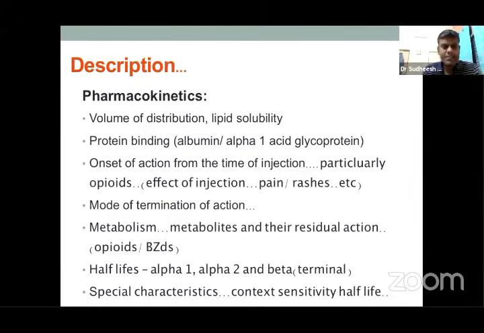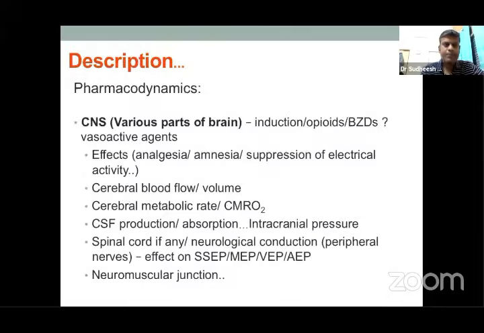And then there are special characteristics with respect to particular drugs, such as propofol or remifentanil, where we have the context sensitive half-life. So what do you mean by context sensitive half-life? It's nothing but the time required for reduction of the plasma concentration by 50% after the cessation of an infusion. This can vary depending upon the duration of infusion of a drug.